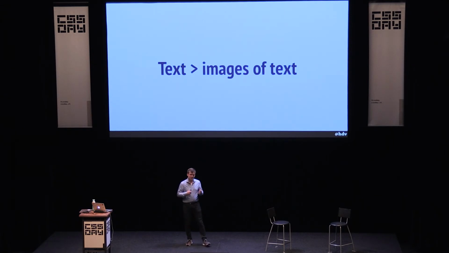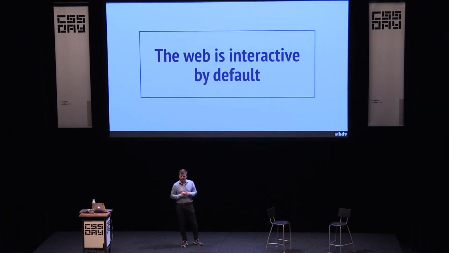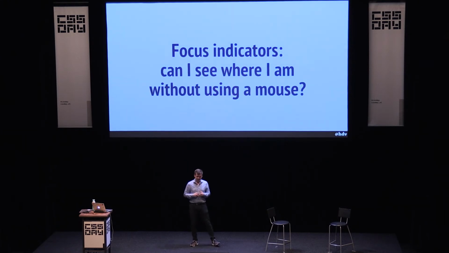So yeah, I think kind of my point here is that text is actually better than images of text, and printed posters are images of text in a way. If you have real text, you get these advantages for free. And the web is also interactive by default, and that gives us a lot of chances to make our designs even more enjoyable and more pleasurable. For example, you can have focus indicators to figure out where you are. So if you're filling out the form field, it will have this beautiful blue glow around it so that you can see which field you're currently filling in.